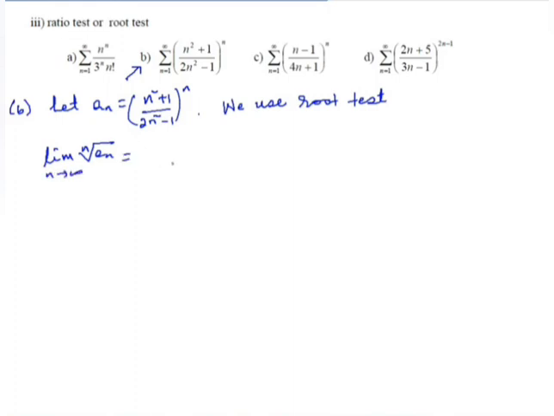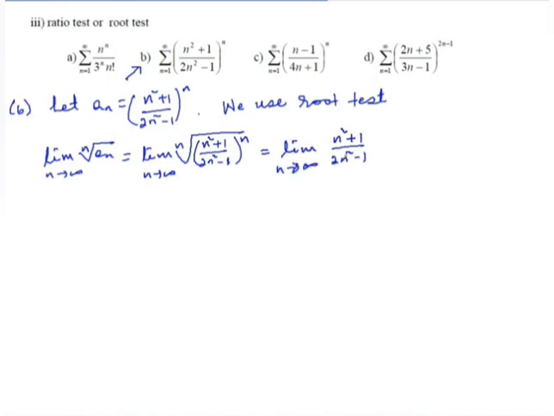In value, so let us calculate the value first. So the limit of the n-th root of ((n squared plus 1) by (2n squared minus 1)) the whole to the n, as n approaches infinity, is the same as the limit of (n squared plus 1) over (2n squared minus 1) as n approaches infinity.